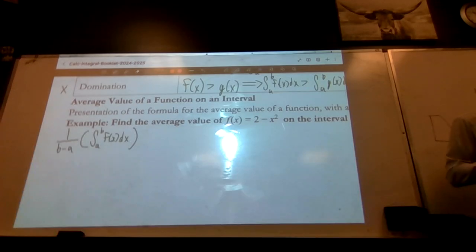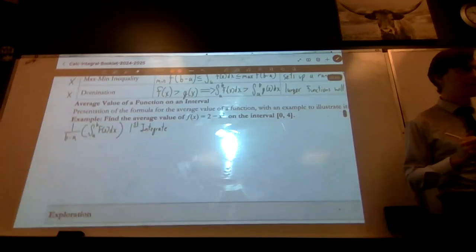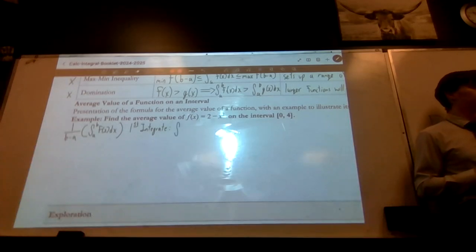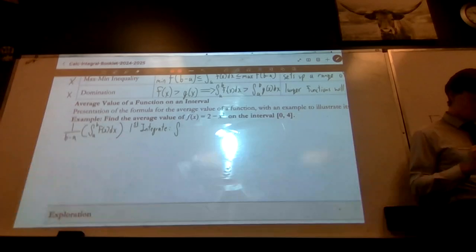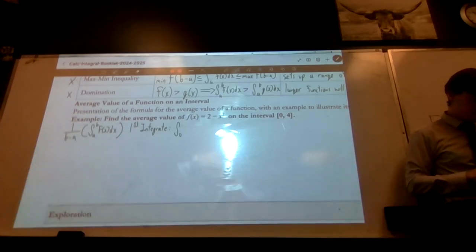So, first things first. First step is to integrate. We're just going to do the integral first. So, set up your integral real quick. What is my integral going to be? Ben, can you help me write it out? The integral from what? From where to where? A to B. Which is? 0 to 4. What's my function? 2 minus x squared.